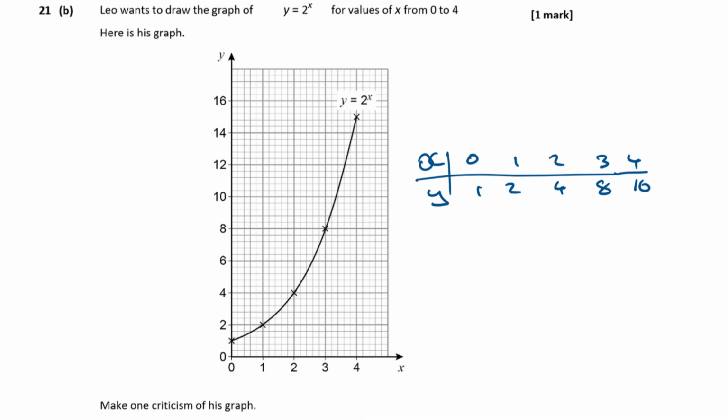Now, do I have those points? Let's just double check. 0, 1, that's there, that one's okay. Next one, 1, 2, that seems to be fine. Next one, 2, 4, that one's okay. Next one, 3, 8, is there. Next one, 4, 16, 4, 15. So it looks like that one there is the wrong point. It's in the wrong place. The point should be exactly under that label there. It should be up there, shouldn't it? Okay, so they plotted that point in the wrong place, and that is going to be my criticism.